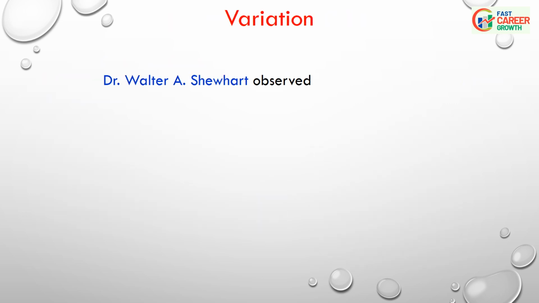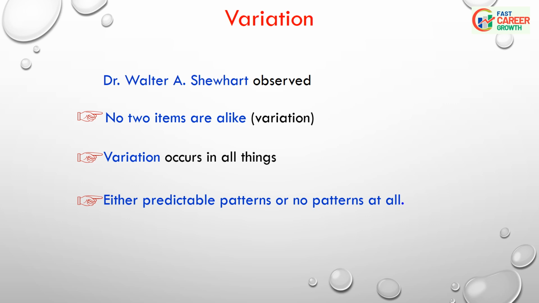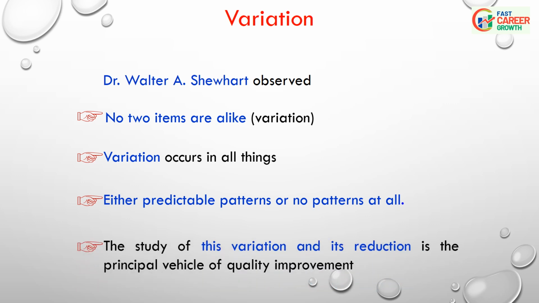Next is what is variation. Dr. Walter A. Shewhart observed, no two items are alike. Variation occurs in all things, either predictable patterns or no patterns at all. The study of this variation and its reduction is the principal vehicle of quality improvement.